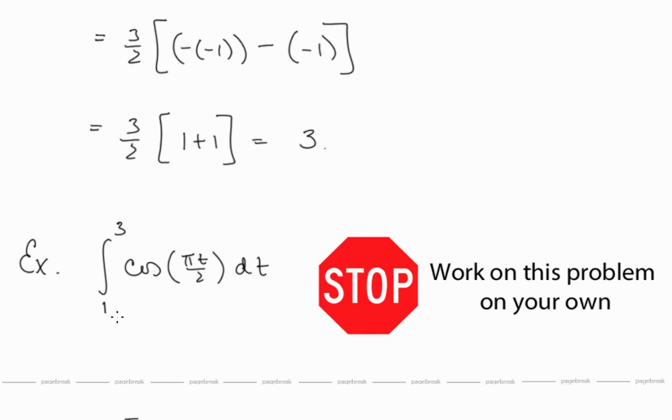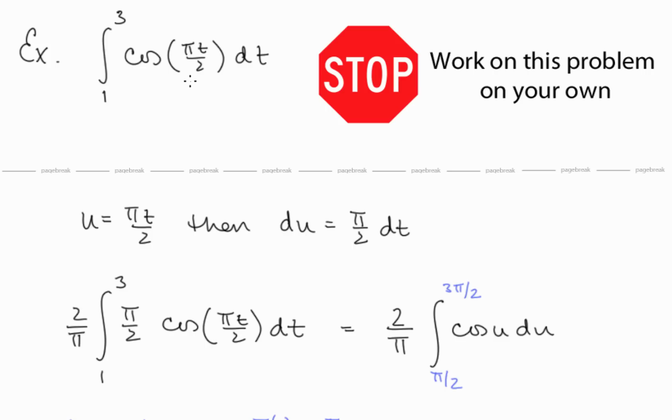Here we have the integral from 1 to 3 of cosine of pi t over 2 dt. I want you to please pause the video and work on that. We notice that our inside function is pi t over 2, and so that's pi over 2 times t. And so du is going to just be that constant pi over 2 multiplied by dt.